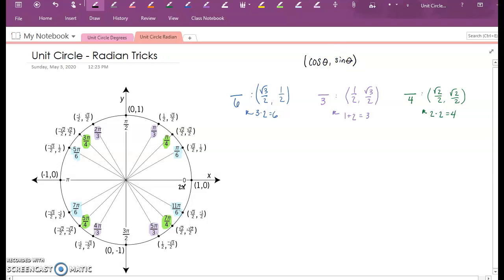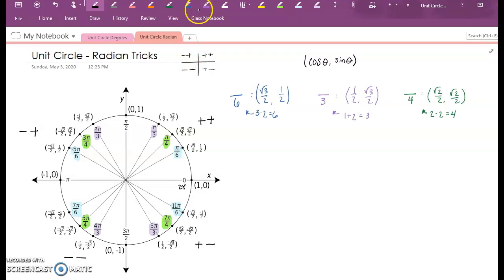Now, in each quadrant, it changes. The positives and negatives change. So in the first quadrant, it's positive, positive. In the second quadrant, it's negative, positive. In the third quadrant, we have negative, negative. And then in the fourth quadrant, we have positive, negative. You can draw a little cheat sheet off to the side so that you can remember each of the positive and negative values around the unit circle, but these go along with the quadrants in a regular XY grid.